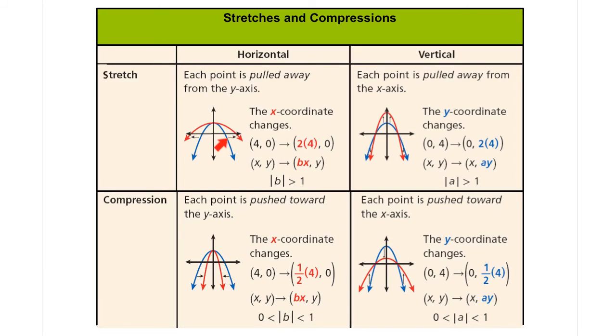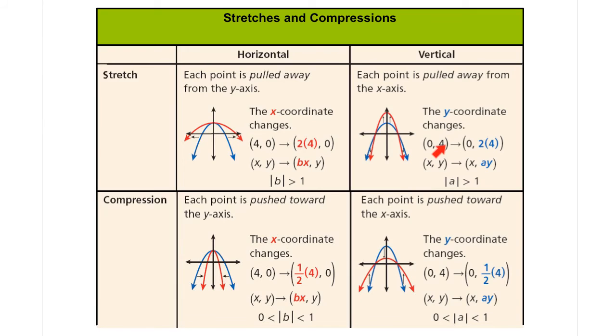So each of your x values is now going to be twice as far away from the y-axis as it originally was. If the number you're multiplying by is between 0 and 1, in other words, a fraction, it's going to make it compress or get closer to the y-axis. So in this case, they're multiplying the x values by 1/2. So now they're half as far away from the y-axis. So now it looks like it's compressed.